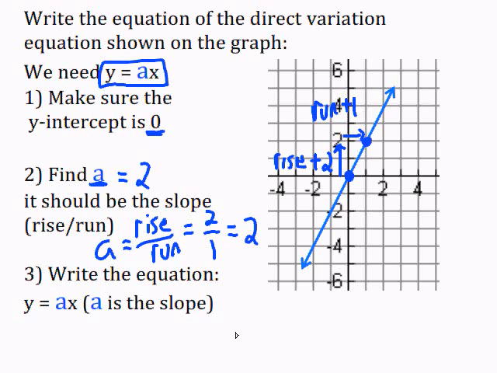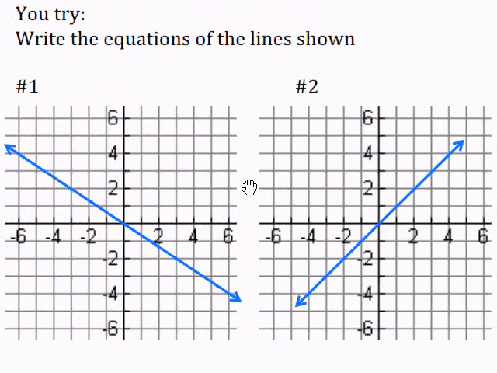Using this information, we can write the equation y is equal to, now remember a is 2, so we're going to write 2x. And you have written the direct variation equation of the line. Please go ahead and work the following 2 questions on your own, pausing the video, working them out, and pressing play when you're ready to see the answers.